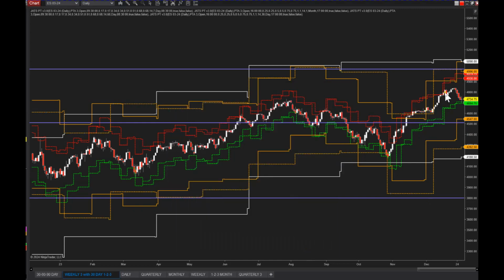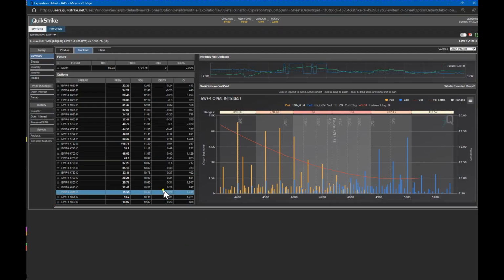And finally was able to break out. And here we are almost coming back into this huge volume zone. And there's that 4600. So if you go back and look at your implied volatility level, you'll see here's that big 4600 put, and it's at the first standard deviation of that implied volatility range. So that's going to be that magnet for a lot of the institutional traders.